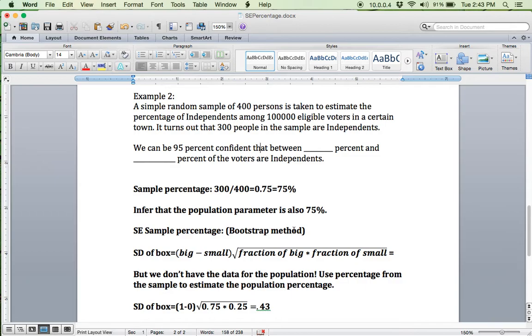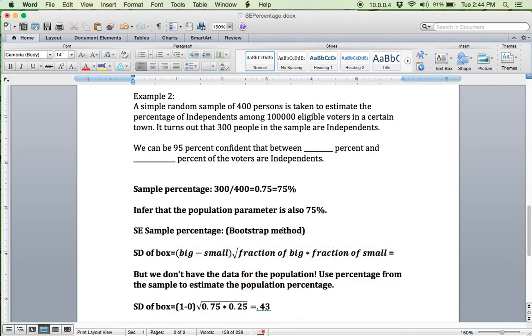And the reason why we have to do this is because to find the SE, we need to know the SD of the box. And in the SD formula of the box, we need to know the fraction of the big number times the fraction of the small number. And the problem with this is that we actually don't know these fractions because we're trying to learn something about these fractions from our sample. We don't know anything about the total population of voters, so we can't really compute this SD number.